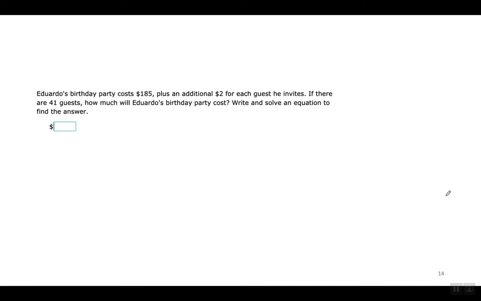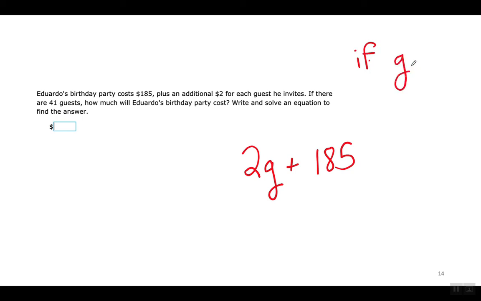All right, Eduardo's birthday party cost $185 plus an additional $2 for each guest he invites. If there are 41 guests, in other words, if G equals 41, how much will his birthday party cost in total?